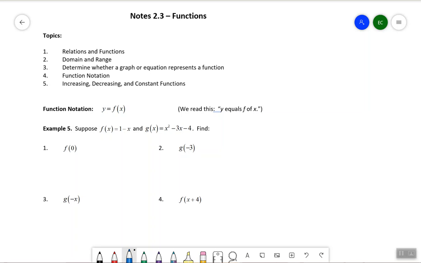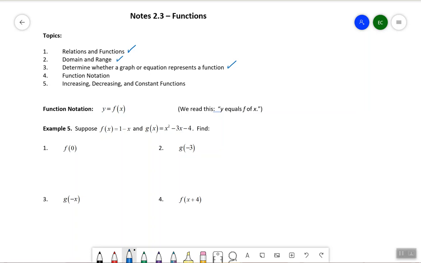We're working in section 2.3. We've been talking about functions and relations and domain and range. We've talked about whether a graph or an equation could represent a function. We've also talked about whether a table represents a function. And now we want to go on to these last two topics. We want to talk about function notation, and we also want to talk about increasing and decreasing functions.